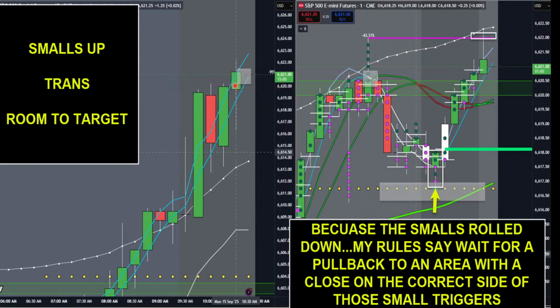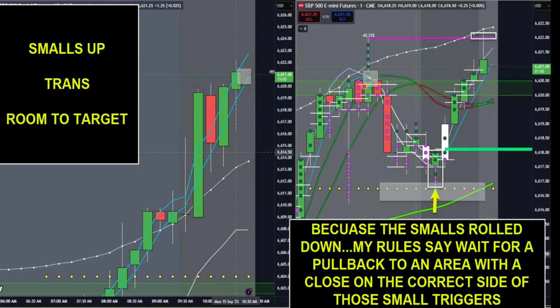If the small triggers are up, I'm looking to go up with it. If I have room to trouble, my rules are met on the large chart. Now it's time to go to the small chart. My small chart's all the way up here, and you're like, I don't have any room to trouble. I'm literally at trouble.